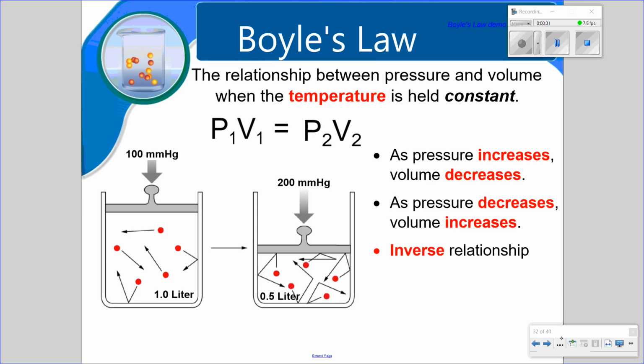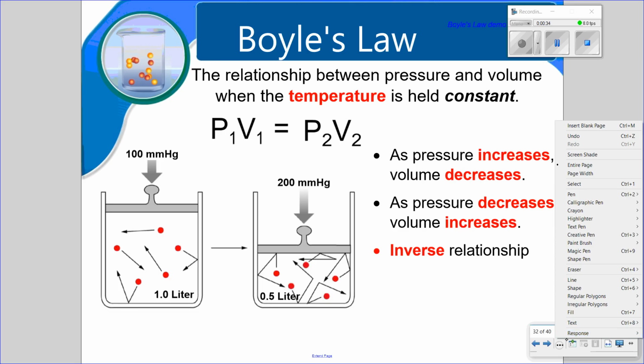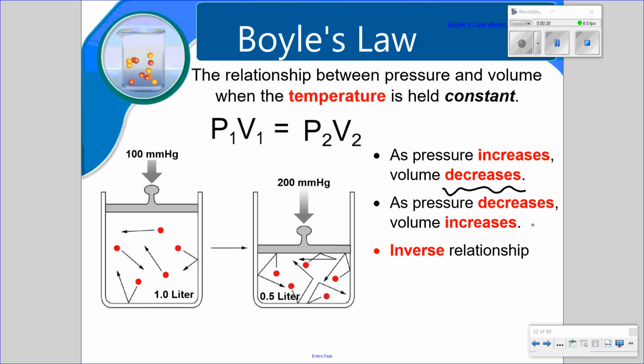And Boyle's law states that as pressure increases, volume decreases, and as pressure decreases, volume increases. This is going to be an inverse relationship between pressure and volume, which should make sense when you look at it algebraically up here. Visually, if you look at it, you've got a piston over here on the left-hand side.